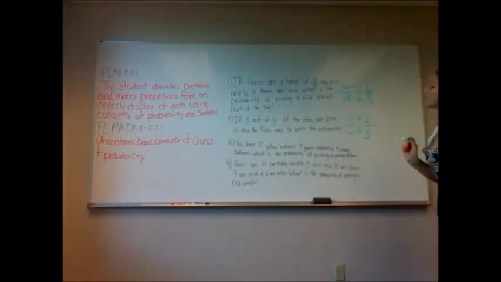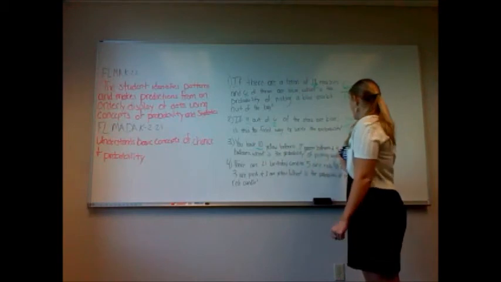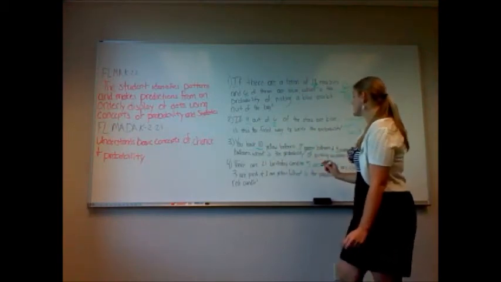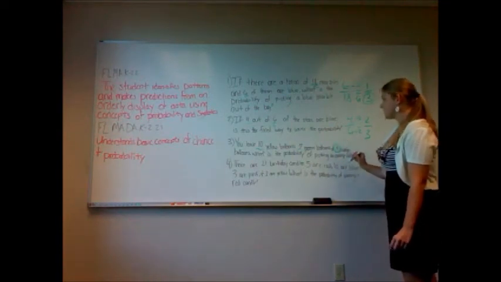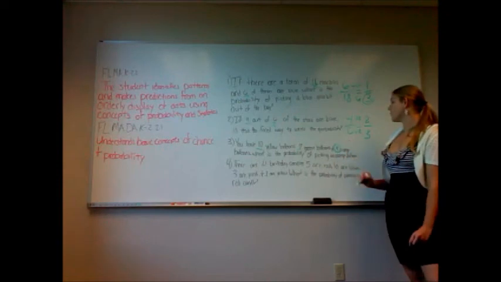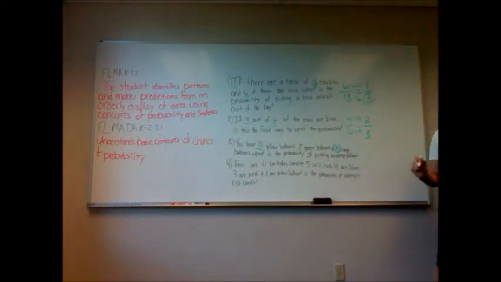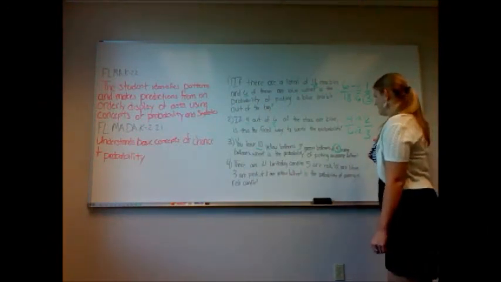All right. Number 3, you have 10 yellow balloons, 7 green balloons, and 9 orange balloons. What is the probability of picking an orange balloon? So remember, we have 9 orange balloons. Who can tell me the probability of picking an orange balloon out of all of them? Go ahead. I think it's 10 over 26.